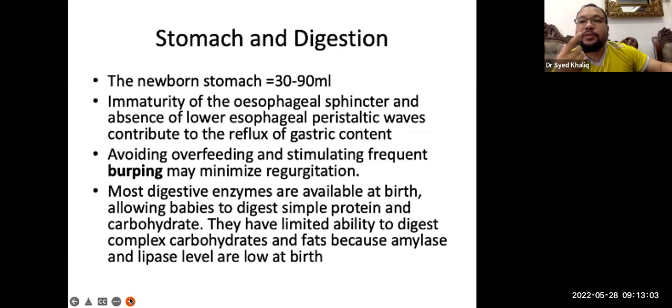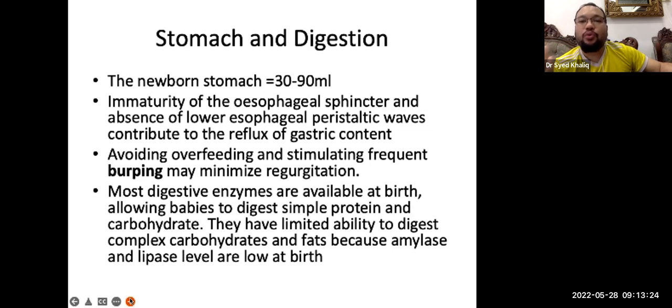Kita kalau masuk benda dalam mulut kita tak suck everything. In newborn babies, sucking is one of the primitive reflexes. You put anything inside the mouth, the baby will suck. Sucking is a primitive reflex. So as long as we put something in the mouth, the baby will suck.